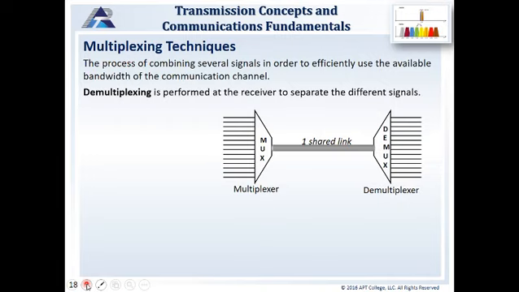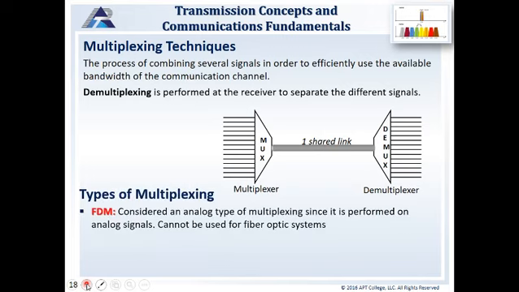Multiplexing. Multiplexing is a process of combining several signals in order to efficiently use the available bandwidth of the communication channel. Multiplexing is taking multiple signals and putting them down one communication channel. Demultiplexing is done on the far side, on the receive side, and that's splitting those signals back up into their independent signals. There are different types of multiplexing. We have frequency division multiplexing. It's considered an analog type of multiplexing because it's performed on analog signals. You can't use this in fiber optic signals.